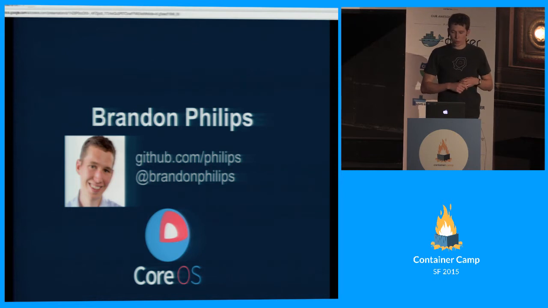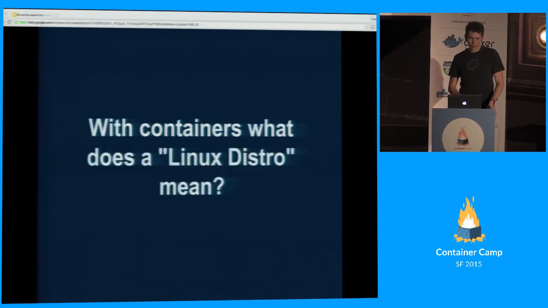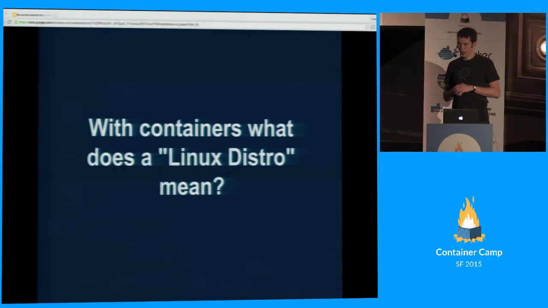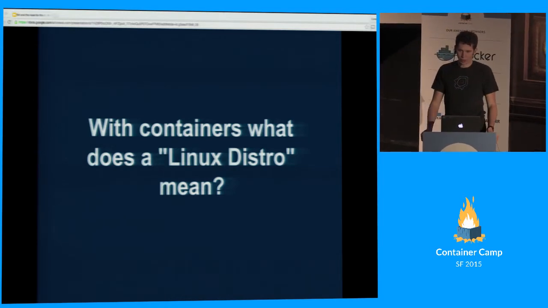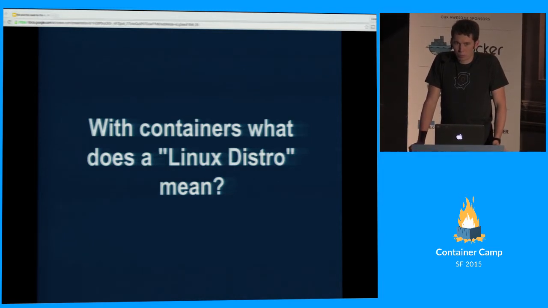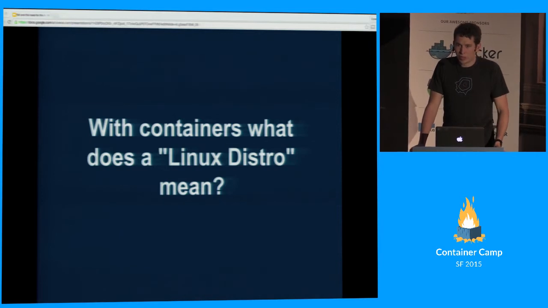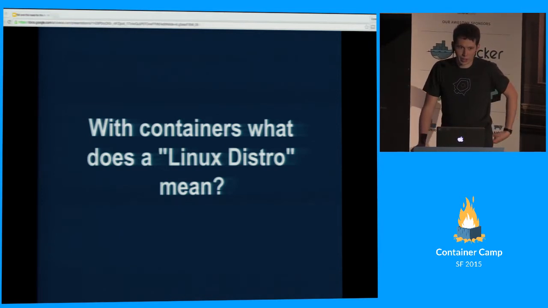So the title of this talk, which I found out about 2 days ago, is Rocket and the Need for the App Container Specification. So let's start with what the need is here. CoreOS doesn't ship with a traditional package manager like RPM or Debian. And really, containers bring up this question of what does a Linux distro mean if you have containers, if all the applications are shipped in containers.